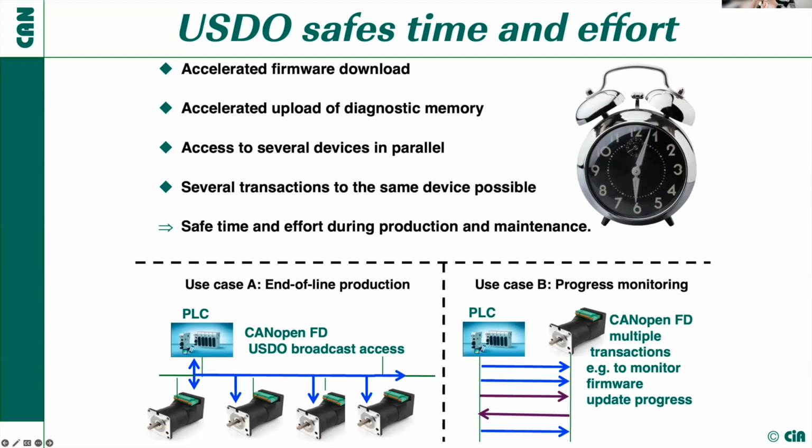Due to this powerful USDO, for example, we can accelerate the firmware download for several devices, as depicted here in end-of-line production. Not a single SDO access to all the devices, but one broadcast access and it goes. And in the meantime, I even have the possibility to open up a second communication and double check the progress of my firmware download. So I save a lot of time and effort during parallel processing, and not necessarily because I'm using CANopen FD.